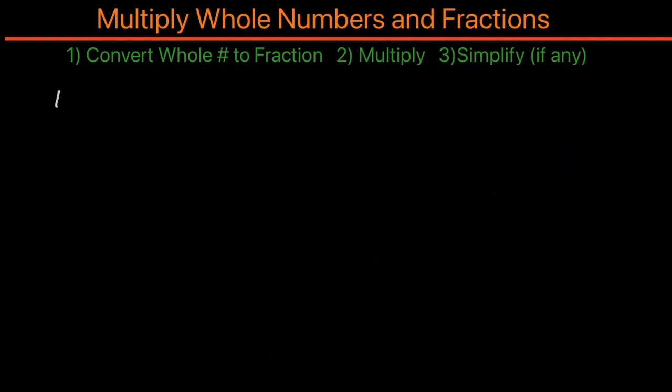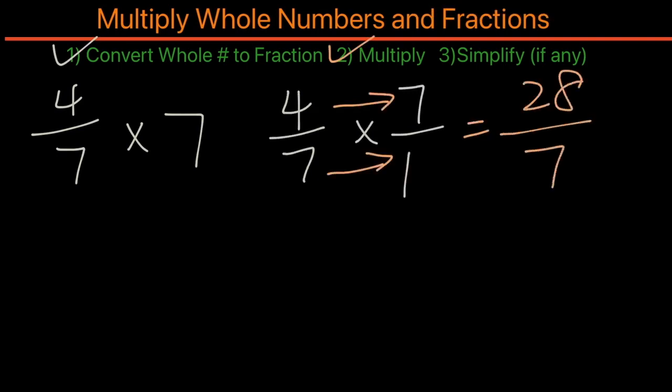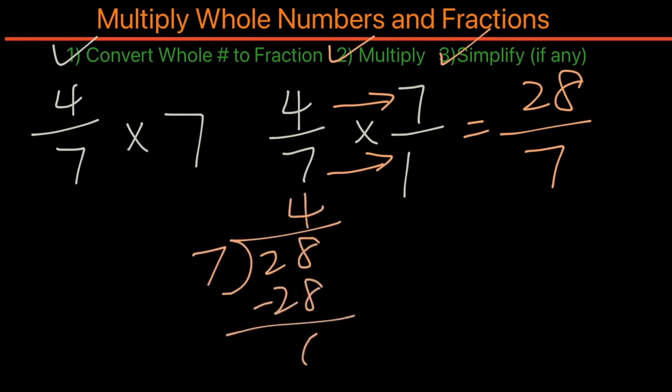Here's the next problem. Okay, converting whole number to fraction. Multiply. Simplify. Improper fraction, 28 over 7. 4. 7 times 4 is 28. We get a remainder of 0. So the answer will be 4.